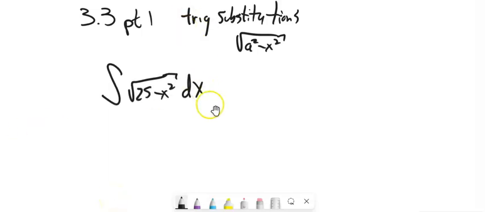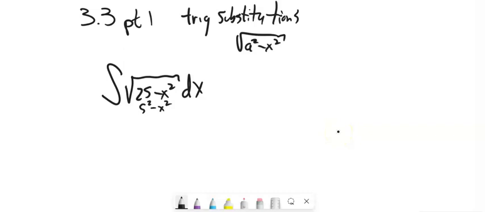Doing this integral with the techniques that we have so far, we wouldn't be able to do it. So I'm going to show you a technique, and then I'm going to talk a little bit about the rationale, like why this works. Notice that this is in the form a squared minus x squared: 25 is 5 squared, so we have 5 squared minus x squared.